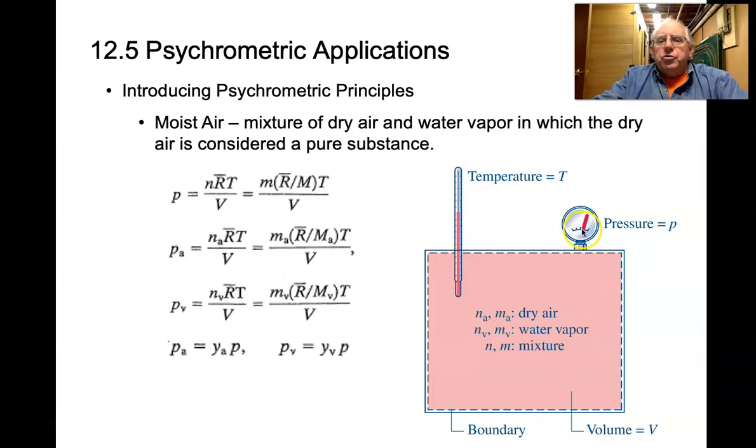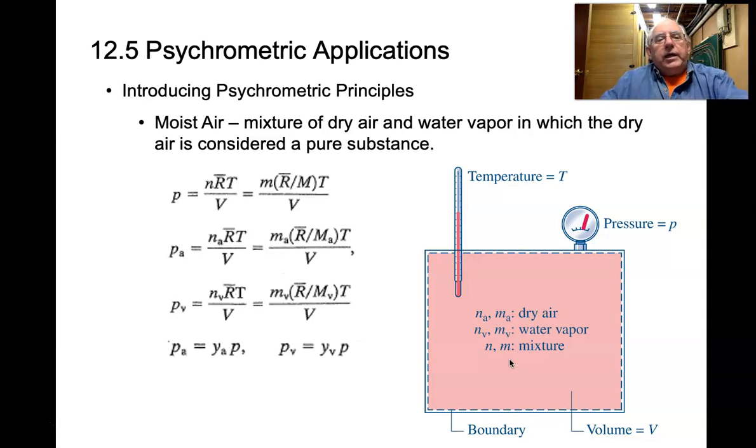We're going to assume that the dry air consists of N moles, that is a mass of Ma. We're going to assume that the water vapor consists of NV moles along with MV mass. And then our mixture itself is the combination of all the moles, little n, and the mass is the total mixture mass, which is capital M.